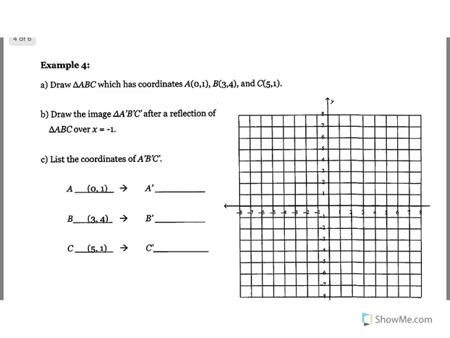Okay, example 4 says draw triangle ABC, which has coordinates A(0,1), B(3,4), and C(5,1). Alright, part B says draw the image triangle ABC prime after a reflection of triangle ABC over x = -1. Okay, in order to use this as your line of reflection, x = -1, you have to look at the x-axis. It's not telling you to use the x-axis as the line of reflection. It's saying at x = -1.